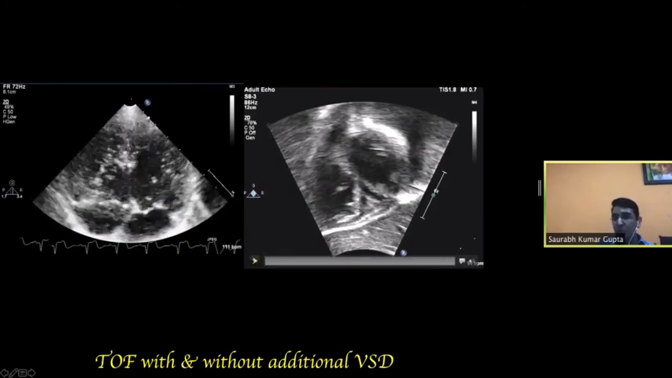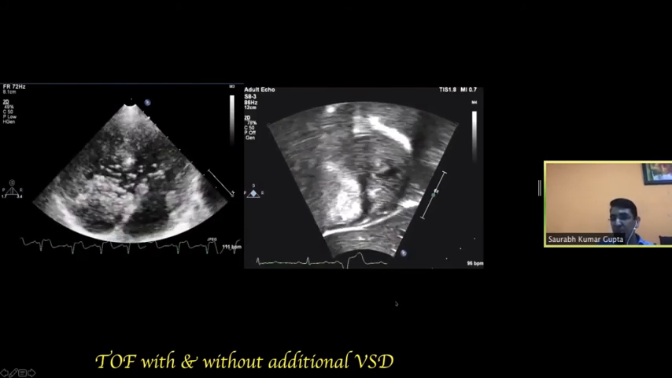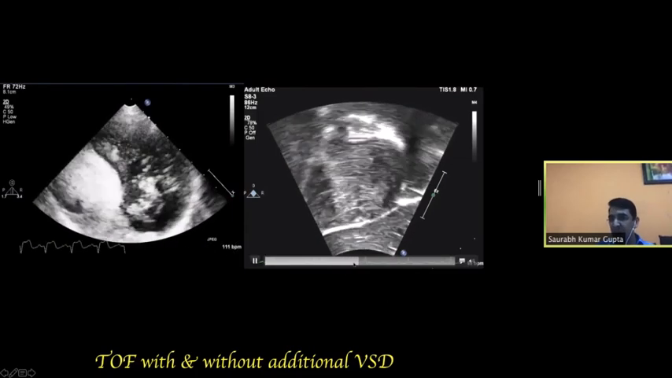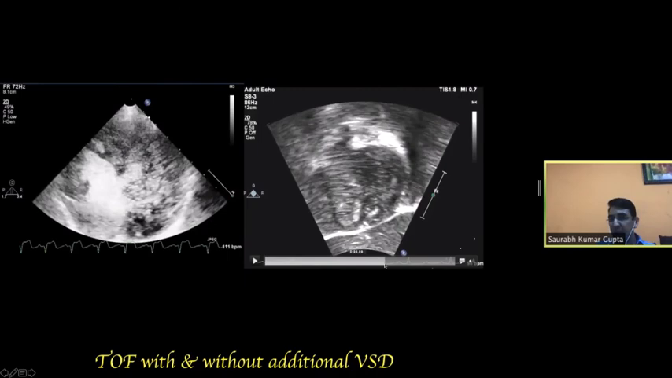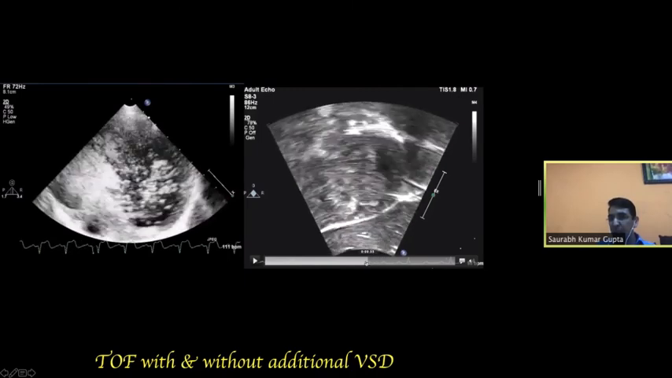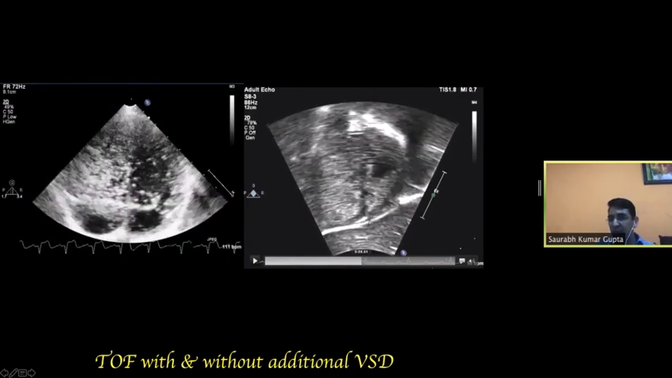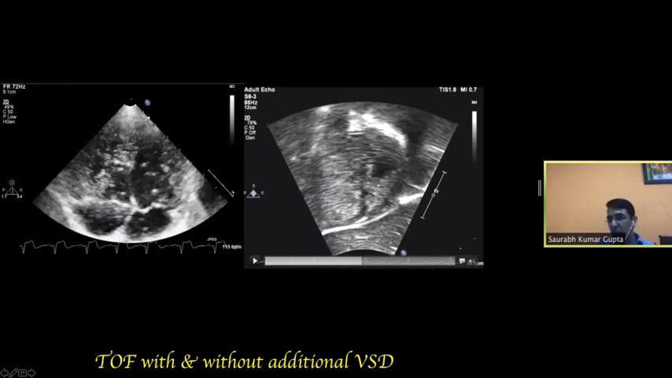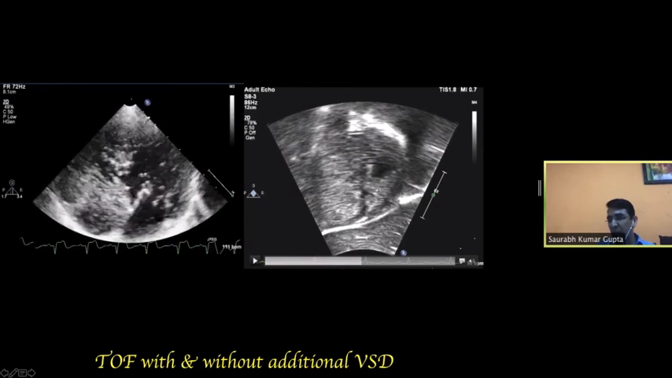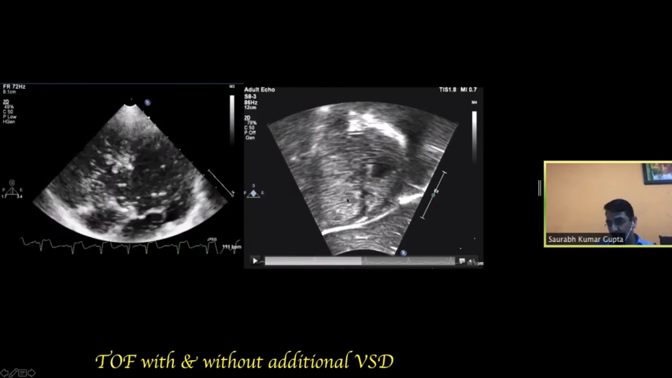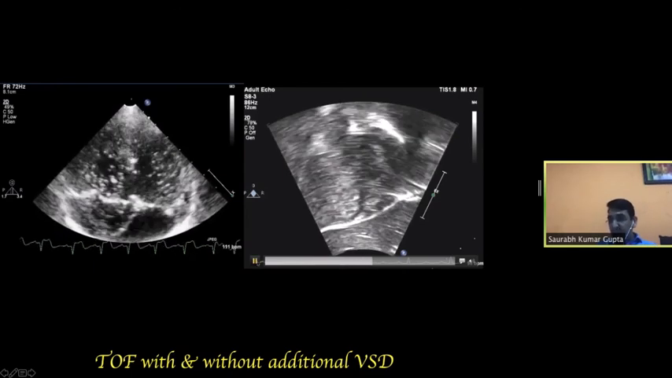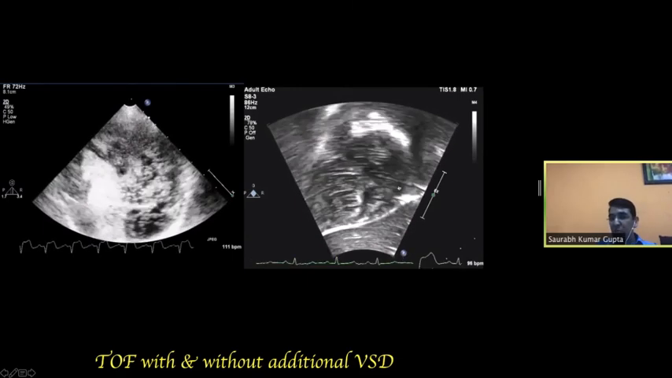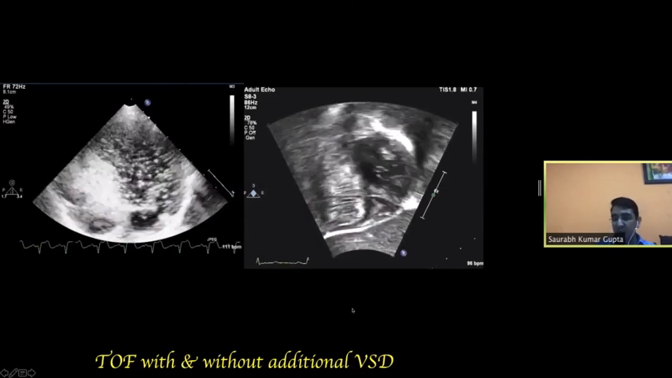In contrast, you look at this image from a tetralogy patient who does not have any additional VSD, and look at this. Again, I will pause here and I'll make you all see. This is the integrity of the interventricular septum. Contrast is on either side of the septum. This is the right ventricle, this is the left ventricle, this is the inverted view, and it shows that there is no additional breach in the septum. So this patient is unlikely to have additional VSD.